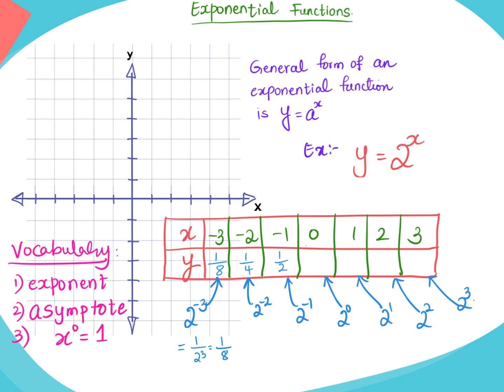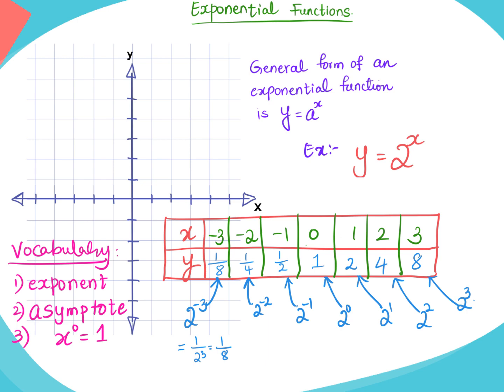Now, when x is 0, 2 to the power of 0 is 1. Remember, I told you to recollect that rule: if the power is 0, you will end up with 1. When x is 1, 2 power 1 is 2, 2 power 2 is 4, 2 power 3 is 8. Now let's go ahead and plot that on the graph.